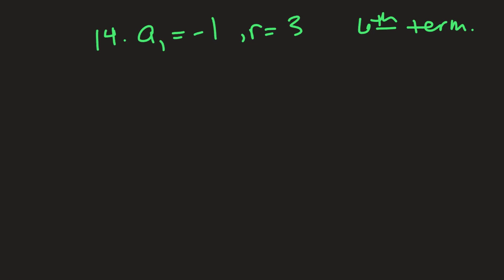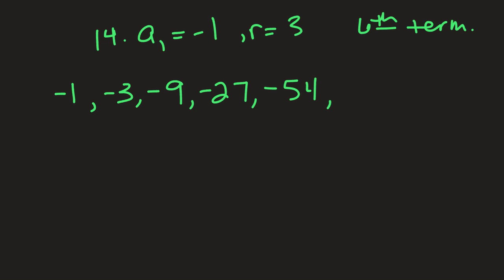Okay, here we're given some information and we want to find some random term down the line. We can do this a couple of ways. Number one is simply by writing out our terms. So we're going to multiply this by 3. So 1 times 3 is negative 3, times 3 is negative 9, times 3 is negative 27, times 3 is negative 54, times 3 is negative 162. Is that 6 yet? 1, 2, 3, 4, 5, 6. There we go. That's the 6th term.